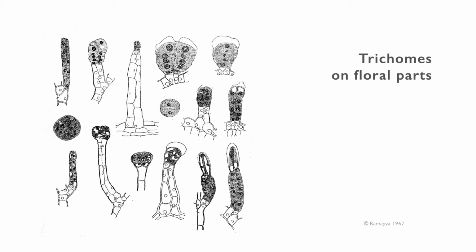Definitely the microcharacter that has been most studied in the Compositae, even if it has not been referred to as a microcharacter, are the trichomes, especially the trichomes in the reproductive parts. Here, in an illustration from Ramaya from 1962, we have different types of glandular trichomes, but we have all sorts of trichomes varying in whether they secrete substances, the number of constituent cells, the shape, the size. There's a whole galore of terminology referring to trichomes in floral parts.